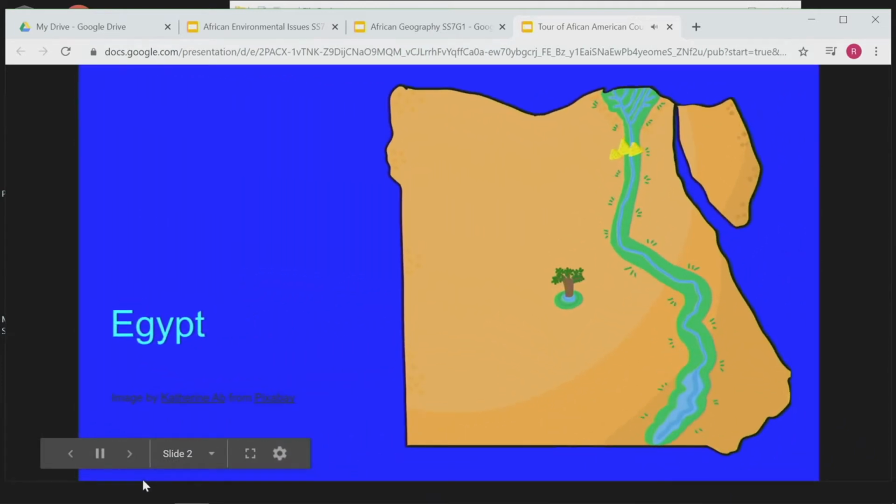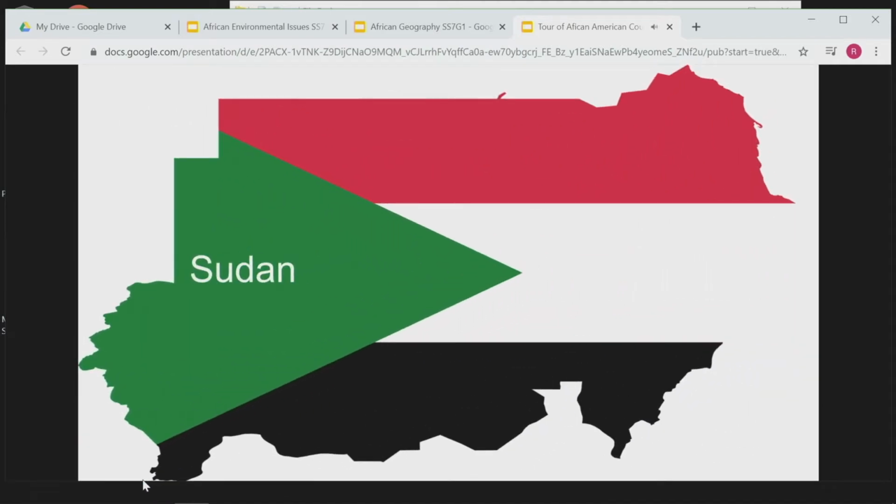We are going to start our tour with Egypt. It is located in northeastern Africa and is home to the Nile River and the pyramids. Now, on to our next country. The next African country is Sudan. It's located directly below Egypt and is the third largest country in Africa.